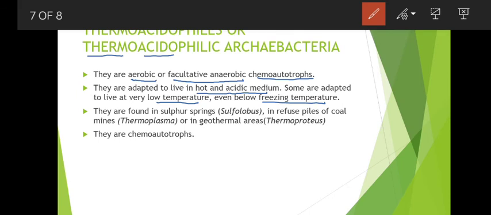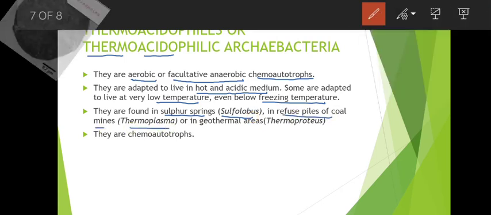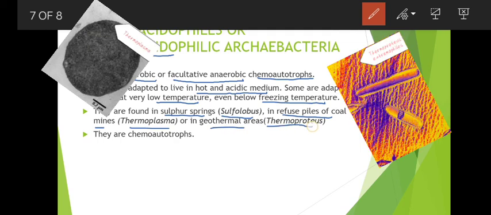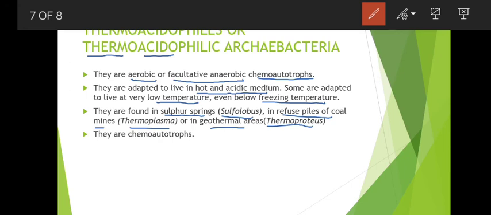They are found in sulfur springs, for example Sulfolobus, in refuse piles of coal mines, Thermoplasma, or in geothermal areas, Thermoproteus. So we find Sulfolobus in sulfur springs, Thermoplasma in refuse piles of coal mines, and Thermoproteus in geothermal areas. These three are examples of thermoacidophilic archaebacteria or thermoacidophiles. Then they are chemoautotrophs like the halophiles.